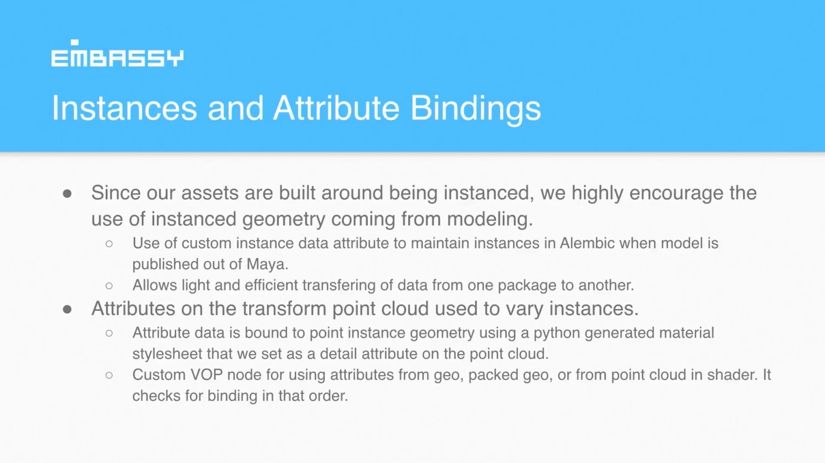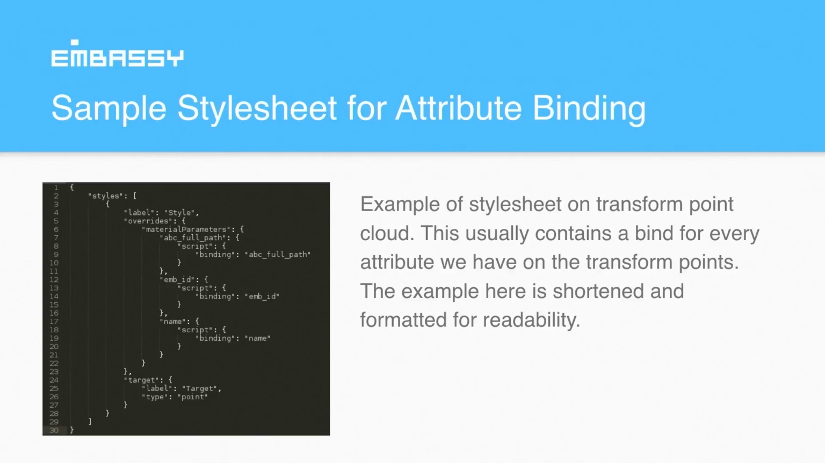We have a custom VOP node for using the attributes from the geo, the pack geo, or from the point cloud in the shader. It checks for binding in that order, basically. So it's always going to look at the geo first, and then it sees if there's a packed override, and then from the point cloud it'll use it.